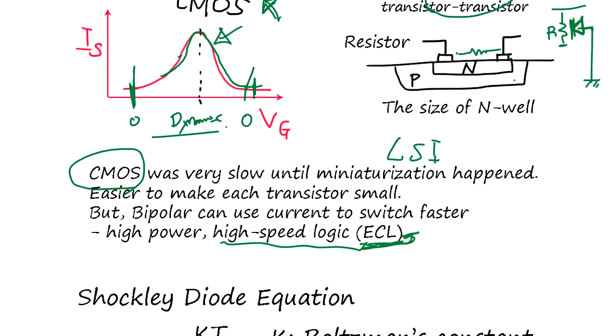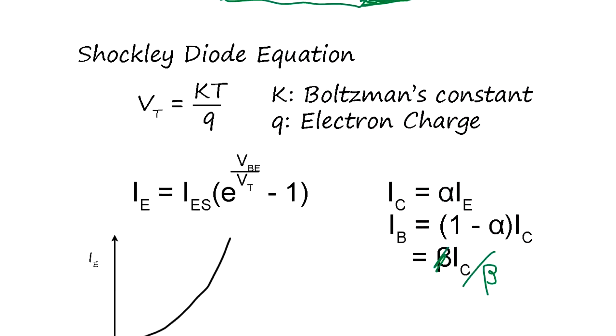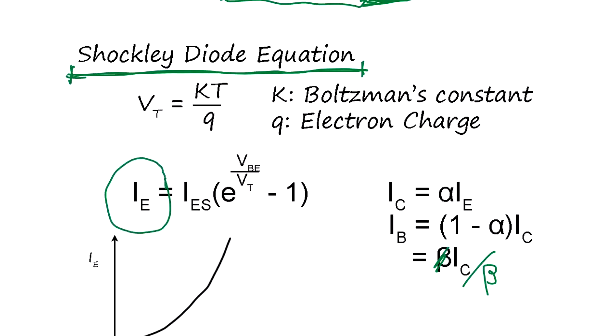Okay. Now another thing we have to know is the Shockley diode equation. Dr. Shockley moved from the East Coast to Silicon Valley and started the company that made the initial diode and transistor. Okay, and that was the beginning of Silicon Valley. Now he determined that the current IE is a constant times e to the VBE over VT, minus 1. VT is a temperature function, with Boltzmann's constant and the electron charge.